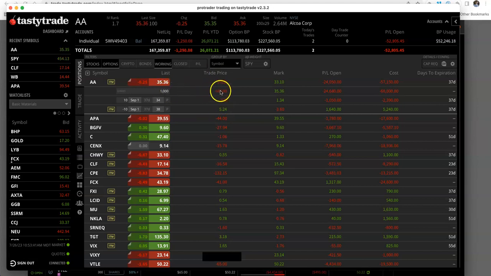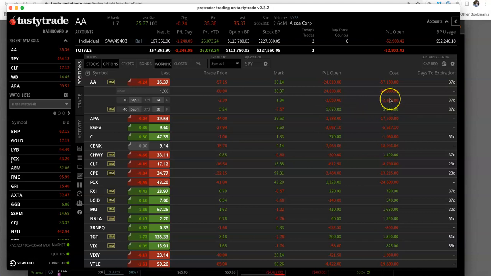This is telling me I got assigned at $60 on Alcoa, right? So that's my trade price. That's why I want that column there. Mark price, what it's all worth, right? Alcoa is trading at $35.36. My long put's worth this much. My short put's worth this much, so on and so on, right? My open P&L, very similar, right? Here's what it is if I close stuff out right now.